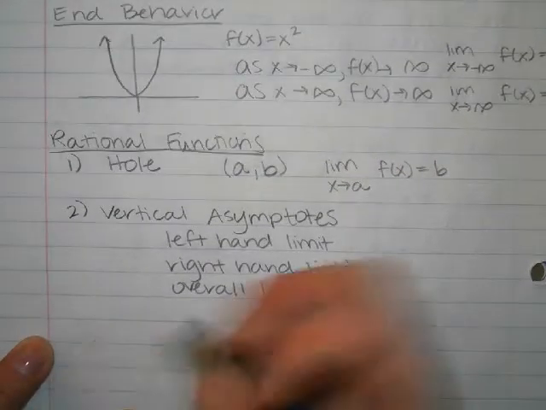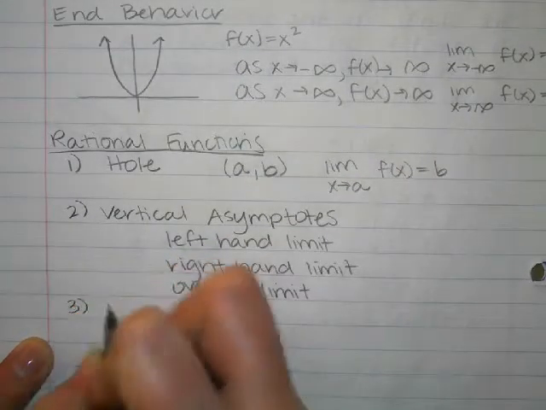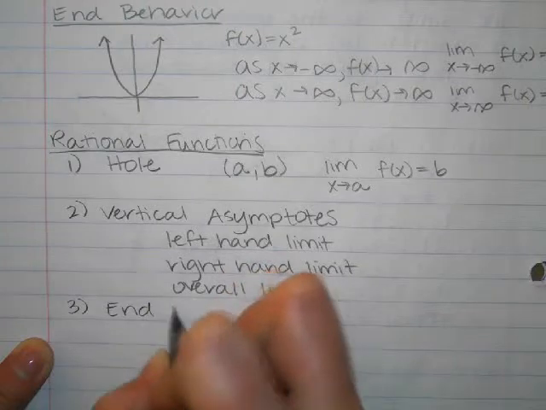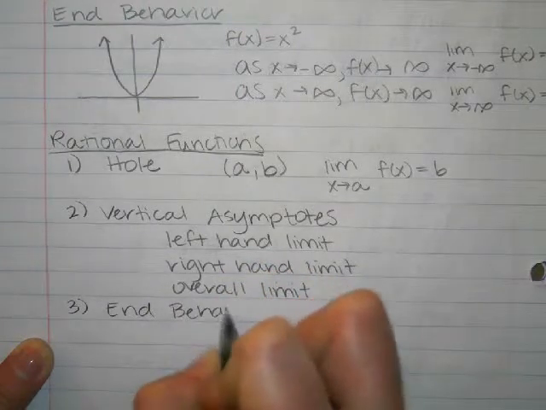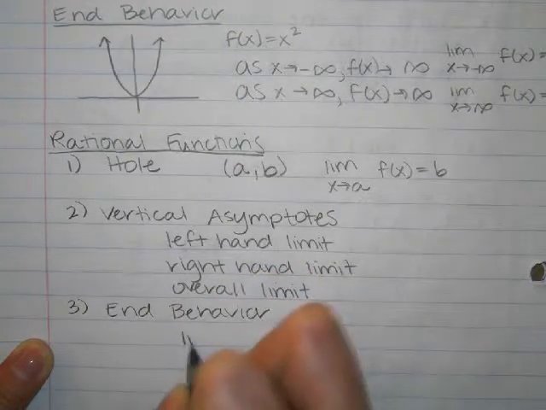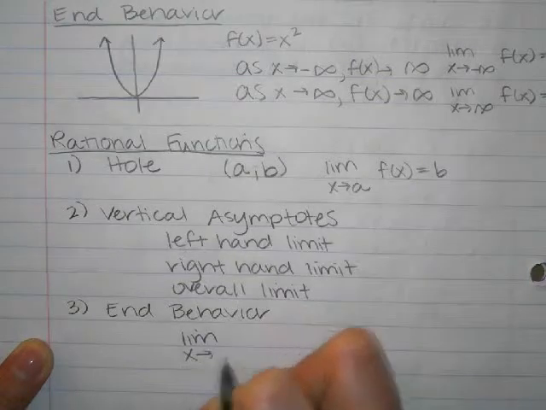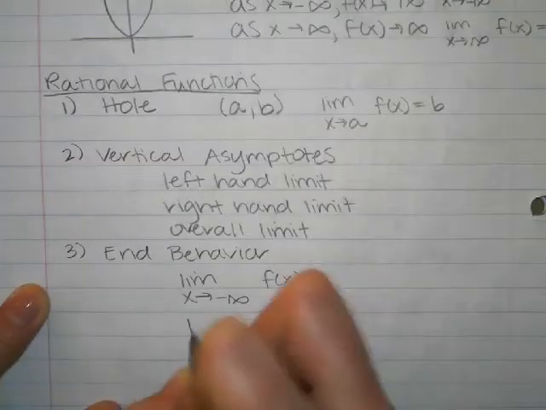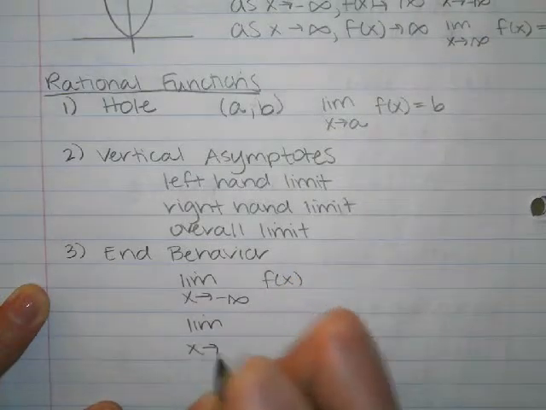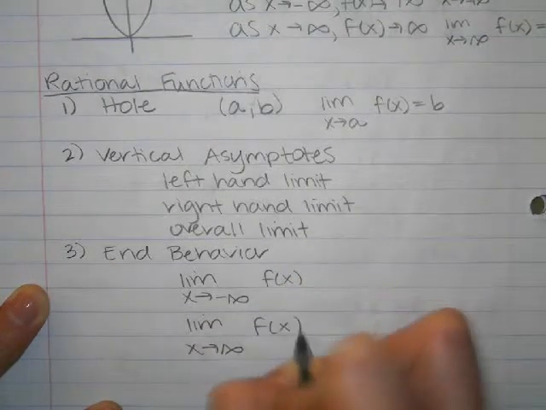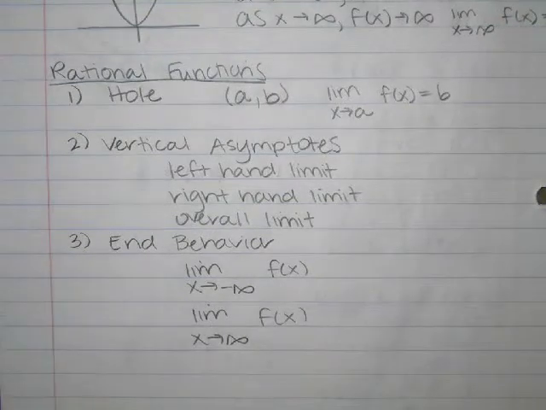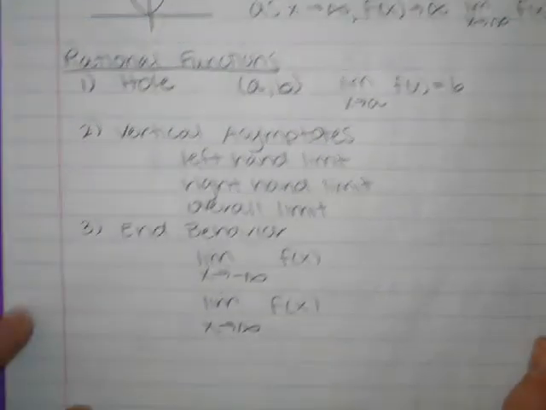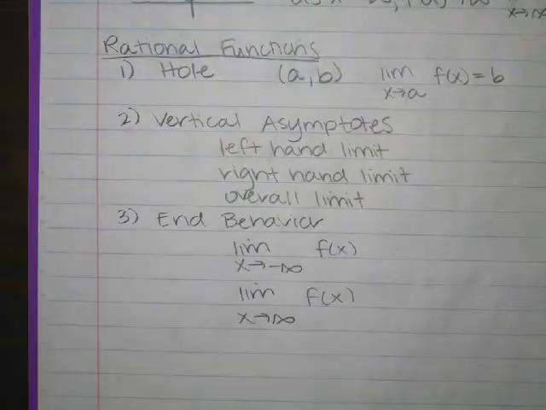All right, and then the third type of limit we're going to find is our end behavior. So that's the limit as x goes left forever, and the limit as x goes to the right forever. So there are 3 places that we look for our limits.